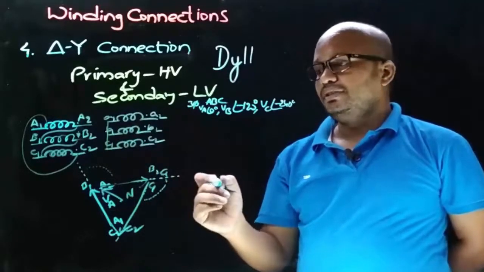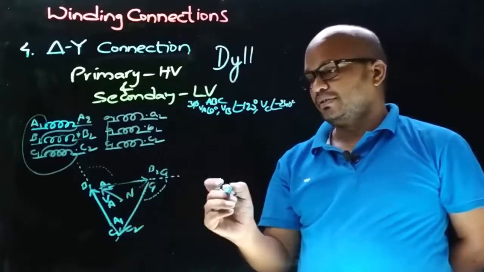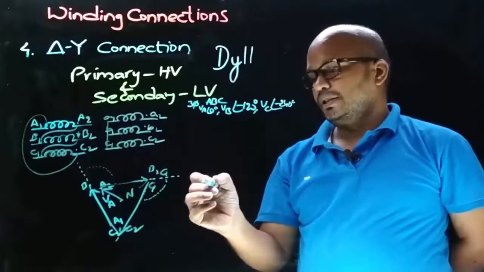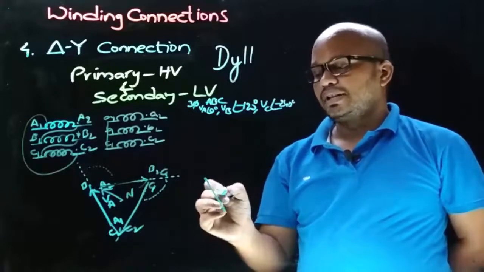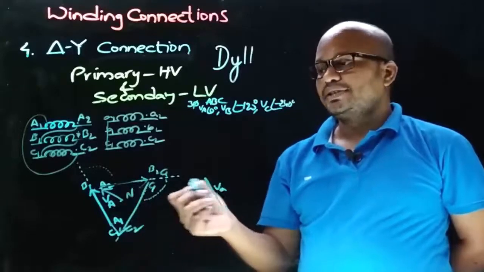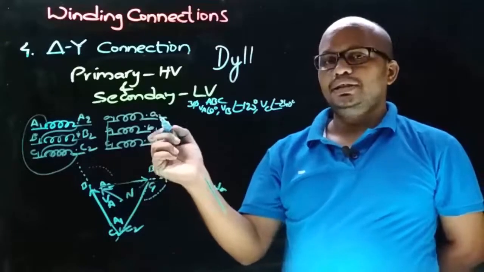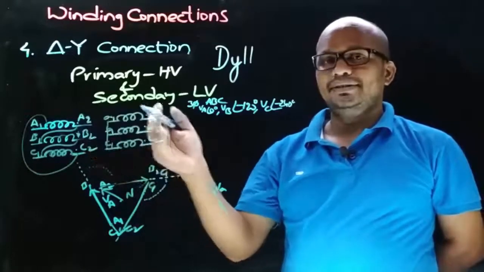So let's draw the secondary side VA phasor parallel to primary side VA phasor. So let this be the secondary side VA phasor, parallel to the primary side VA phasor. Now let's decide the direction of the secondary side VA phasor, which depends on the connections we took on the primary side and secondary side.